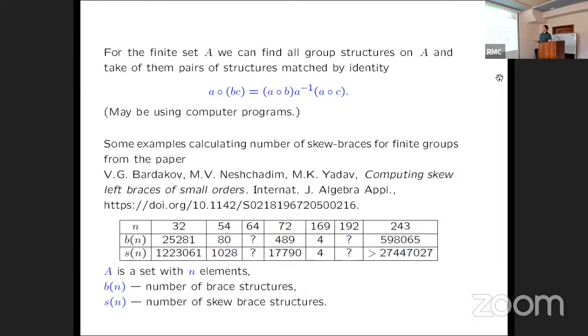For a finite set A, we can find all group structures on the set and, taking pairs of structures, match them by the identity of skew brace. Some examples of calculations I take from this paper of three authors. First, n is the order, the number of elements of A, b of n is the number of brace structures, and s of n is the number of skew brace structures. It's interesting that this table contains some open questions. For example, for the number 64, the number of brace structures and also the number of skew brace structures are unknown.